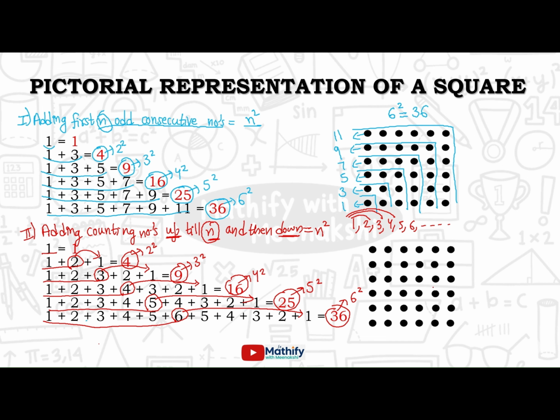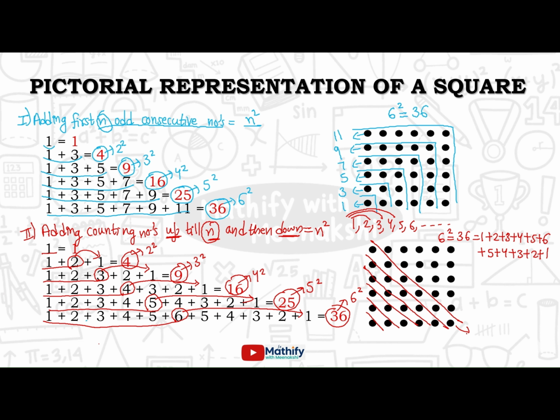So here, if you see carefully, it's 6 square, that is 36. How can we write 36? 1 plus 2 plus 3 plus 4 plus 5 plus 6. First you go till 6 and then you come back to 1, 5 plus 4 plus 3 plus 2 plus 1. So how can I represent this in picture form? You will say 1 plus 2 plus 3 plus 4 plus 5 plus 6, and this is your central line.